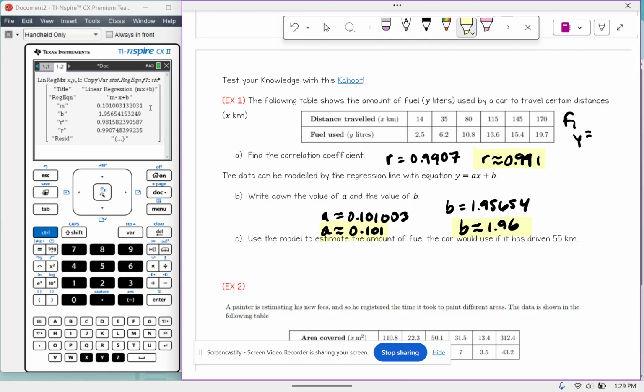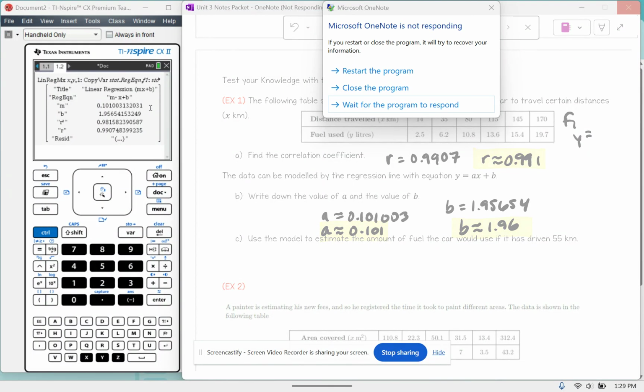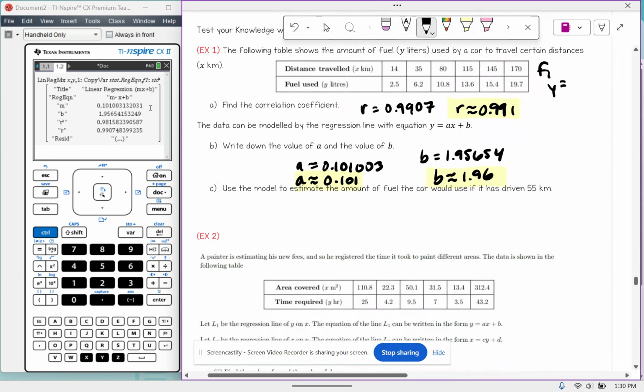Use the model to estimate the amount of fuel the car would use if it has driven 55 kilometers. Okay, so do you guys remember how I told you that when you save the regression equation to a var, you can just super easily substitute values into that var? So easy. Look. So you're now evaluating F1 of 55. Kilometers are my x's. So I'm going to substitute in a 55 everywhere I see an x. That's like what we would be doing.